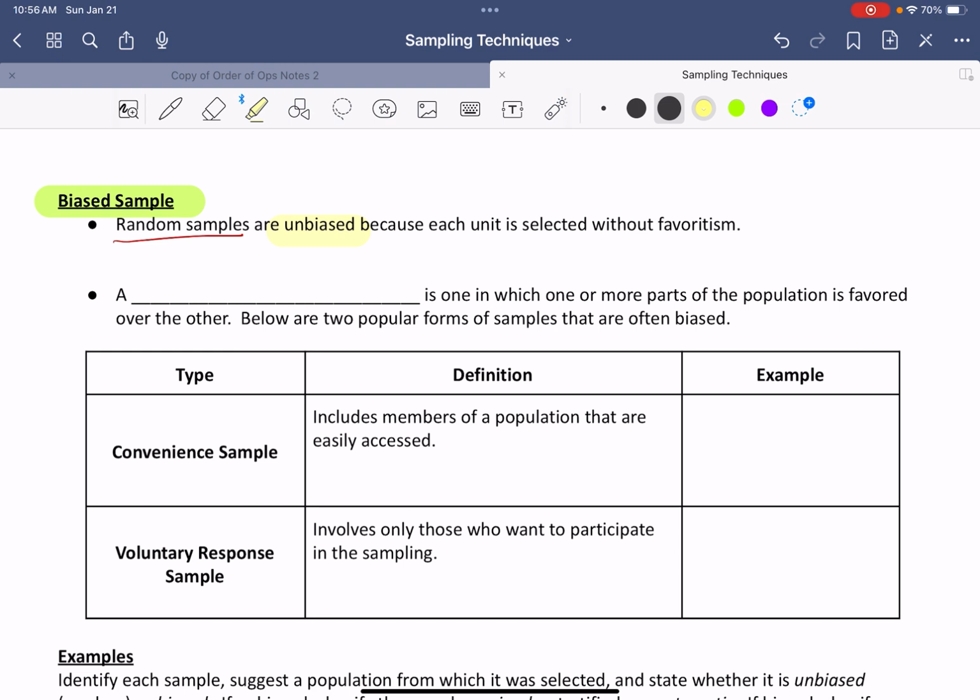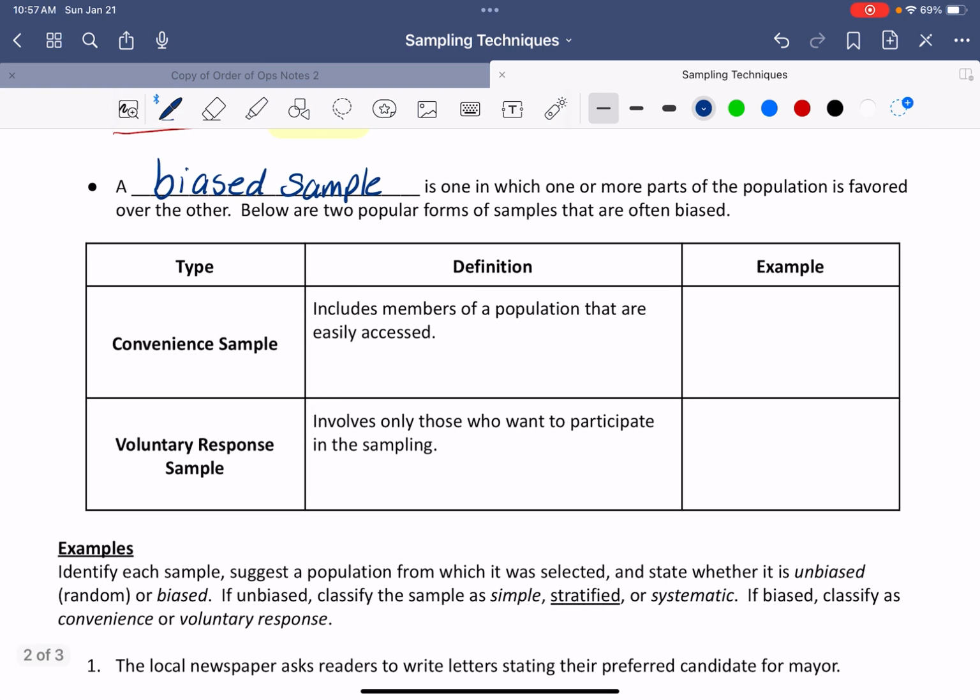But a biased sample, so let's write that in here. A biased, ooh, I don't want that color. I want this color. A biased sample is one in which one or more parts of the population is favored over the other. When you hear that, do you think that the survey results are going to be accurate? Keep that question in mind, because I'm going to give you some examples and you're going to see in your head and you're going to go, oh, these aren't really good samples of data, okay?